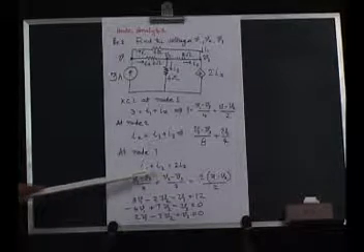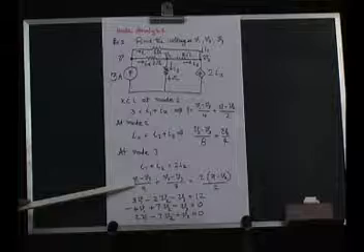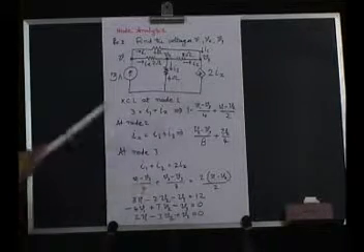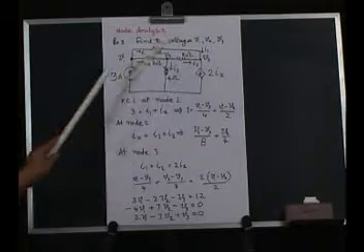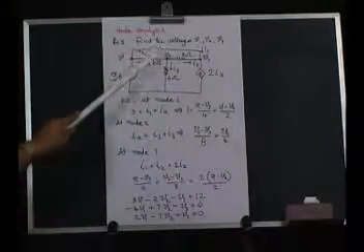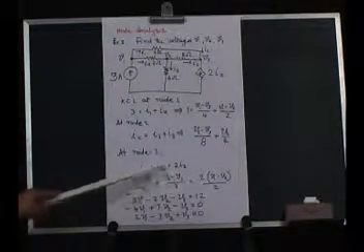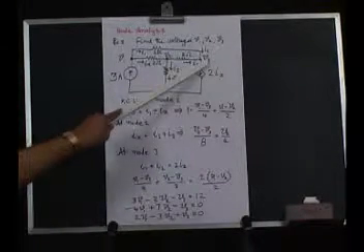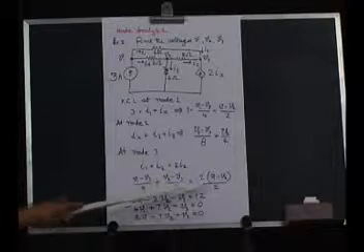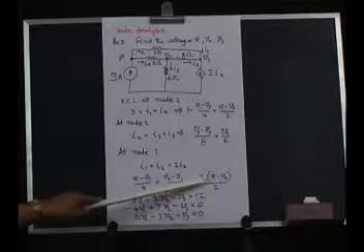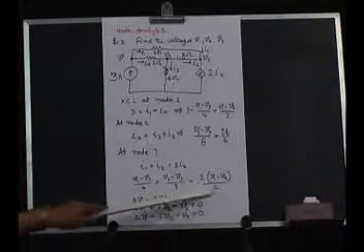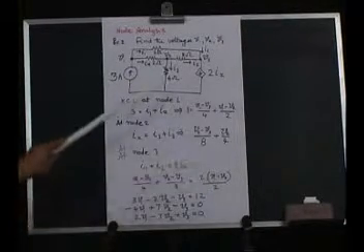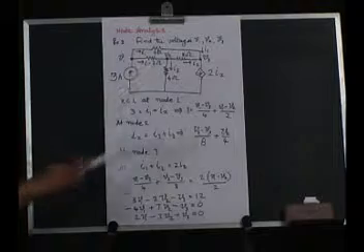We shall represent these currents in terms of the voltages using Ohm's law. I1 is V1 minus V3 divided by this 4 ohms, plus I2 is V2 minus V3 by 8 ohms. This is equal to 2 into Ix. What about Ix? What is the current Ix? Ix is V1 minus V2 by 2 ohms.